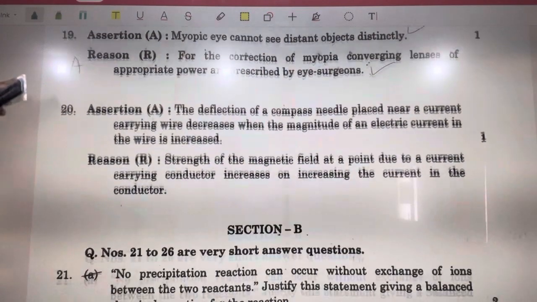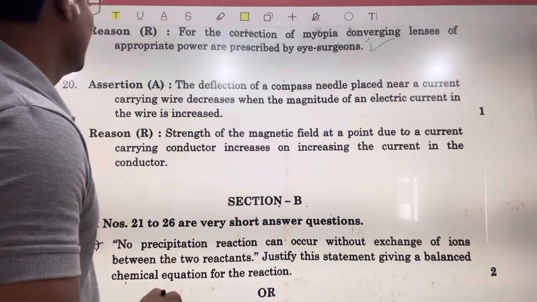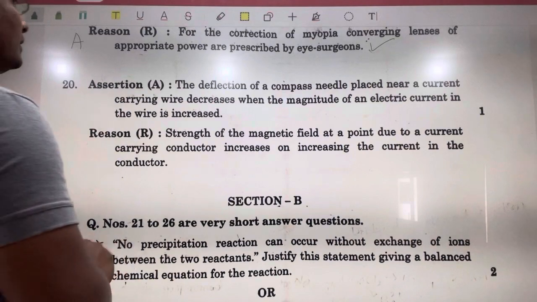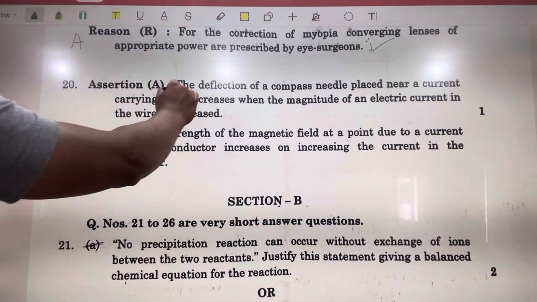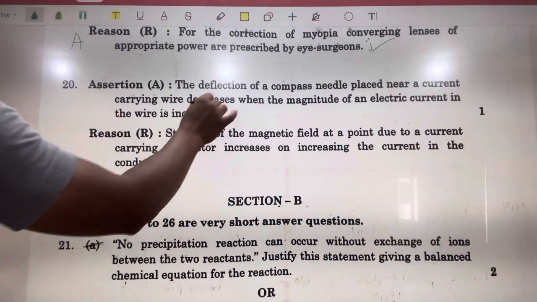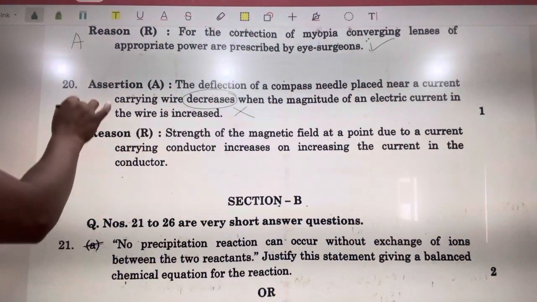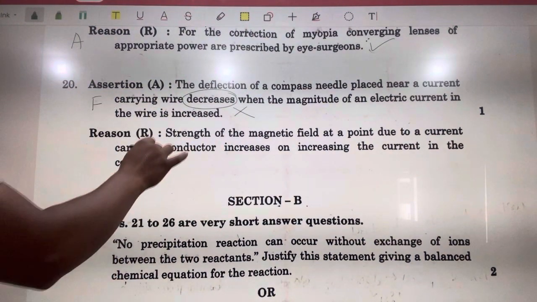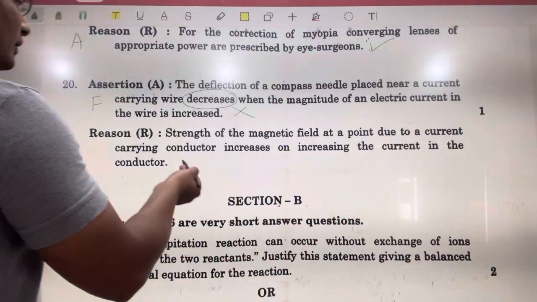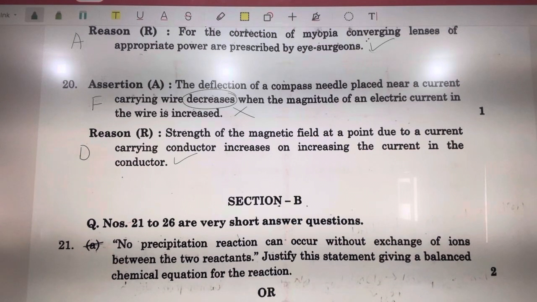Fine. Then the 20th question: the deflection of a compass needle placed near a current carrying wire decreases when the magnitude of an electric current in the wire is increased. Here they have given decreases. It cannot decrease, it will increase. So this is false, so the assertion is false. The strength of the magnetic field at the point increases, so the reason has to be the correct one, because that is the only option we have: assertion false and reason true. So this will be the option.